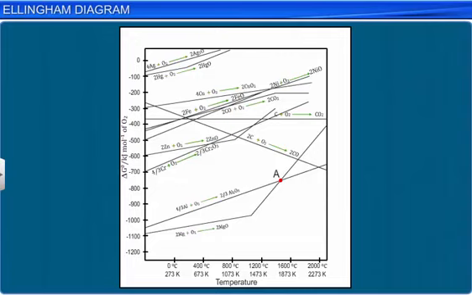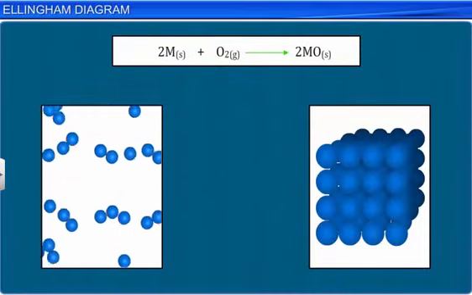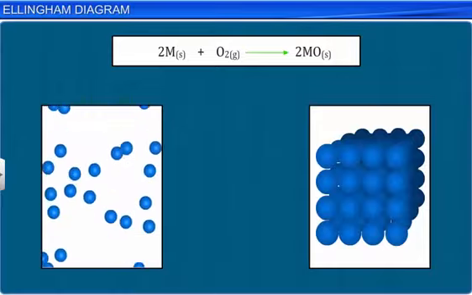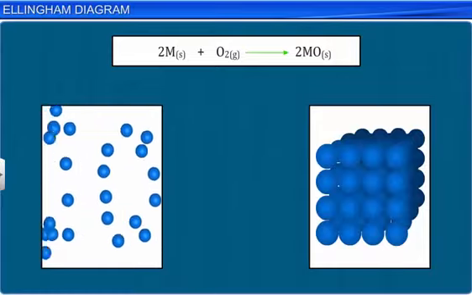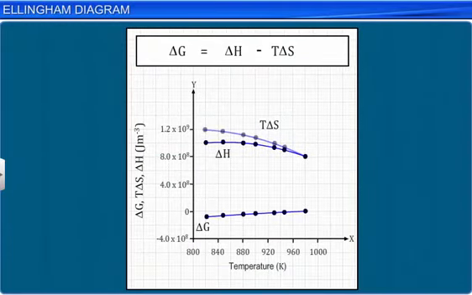The first feature is that the graphs for most metal-to-metal oxide reactions show a positive slope. Consider a reaction such as the formation of an oxide, 2M plus O2 gives rise to 2MO. In this reaction, the entropy or randomness decreases from left to right due to the consumption of gases. Hence, delta S becomes negative.